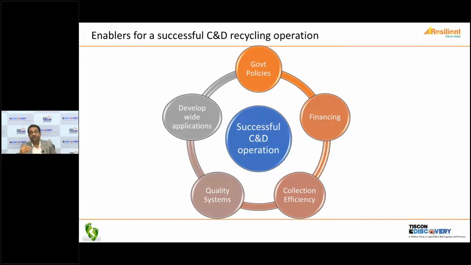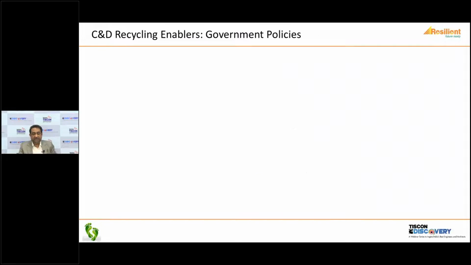So how do we actually ensure that when it comes over, the output material is good enough for using in concrete? So we need proper documented quality systems. And we also need, as we said before, to develop wide applications which can actually use the utility of this product more. So let's start with the government policies.